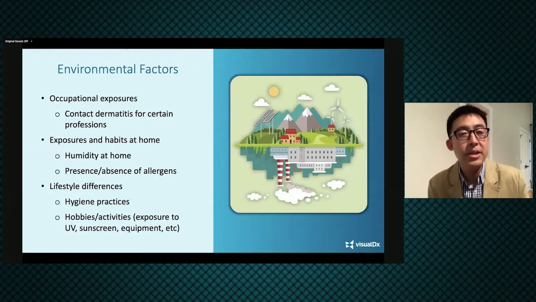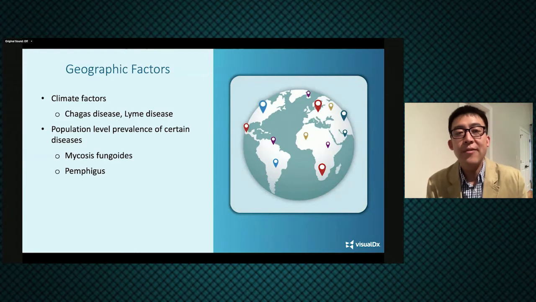In terms of environmental factors, occupational exposures like contact dermatitis that's more prevalent in certain professions comes to mind. Exposures and habits at home, such as humidity, the presence and absence of allergens is another example. And then finally, lifestyle differences like hygiene practices, our hobbies, our activities, our exposure to UV, sunscreen equipment, and also importantly, medications.